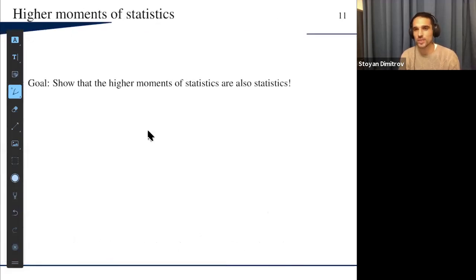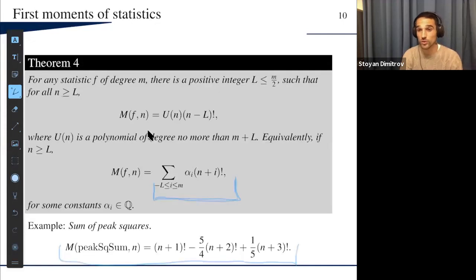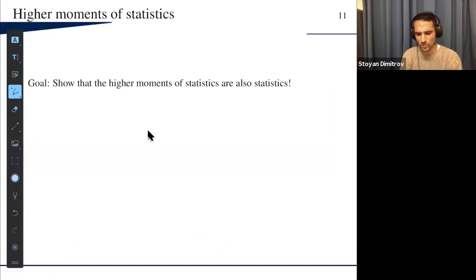Okay, so now let's make things more interesting. Can we also show that the higher moments of any statistic is also a statistic? If we do that, we will be able to find similar closed form expressions also for the higher moments, right? Until now, we showed how to do this for the first moment. And okay, let's do that. I will just say that this is possible.